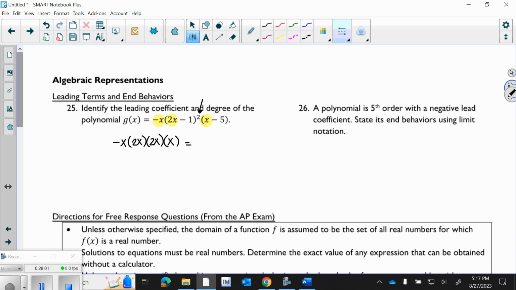So my lead term is going to be negative 4x to the fourth. Now that I have this, I know what my leading coefficient is. My leading coefficient is negative 4. And I know the degree of my polynomial, which is 4.